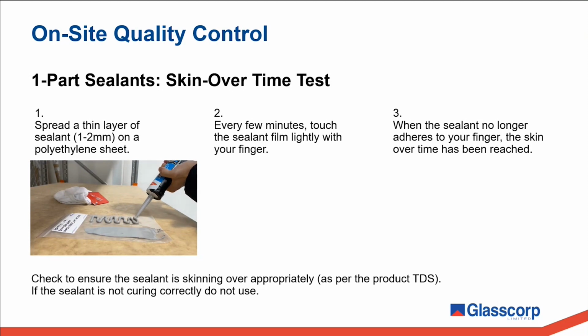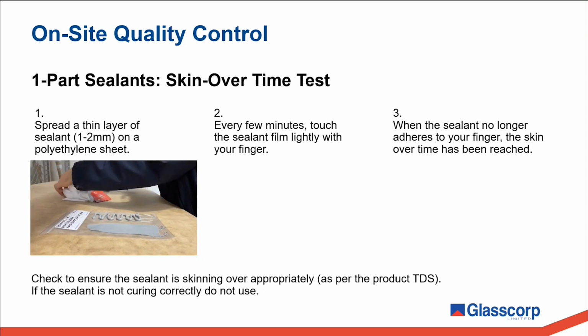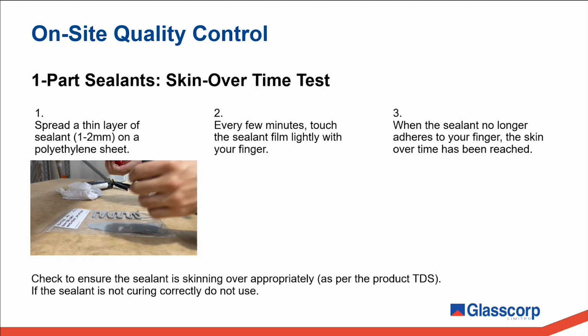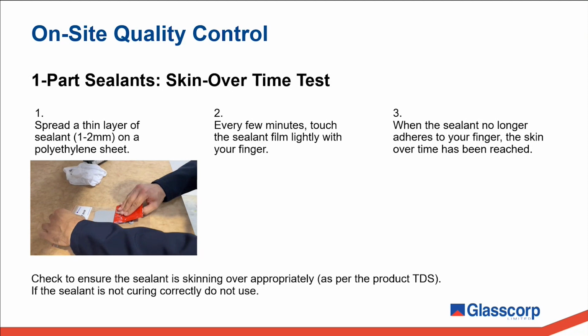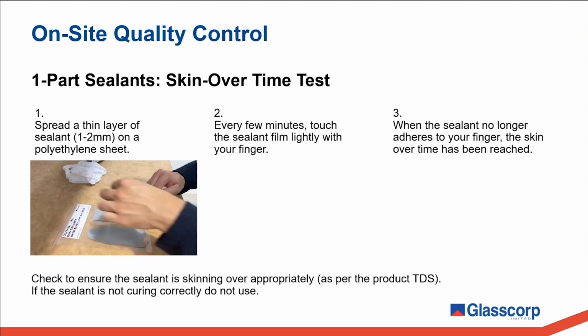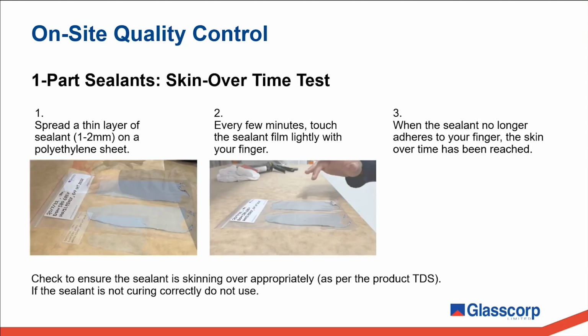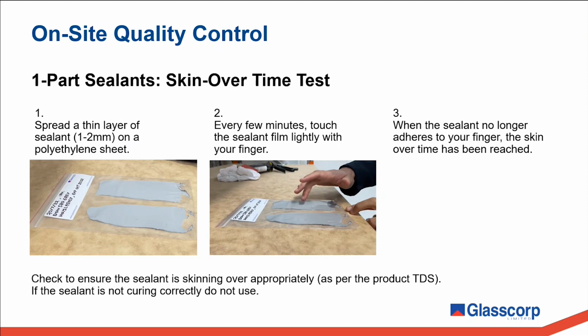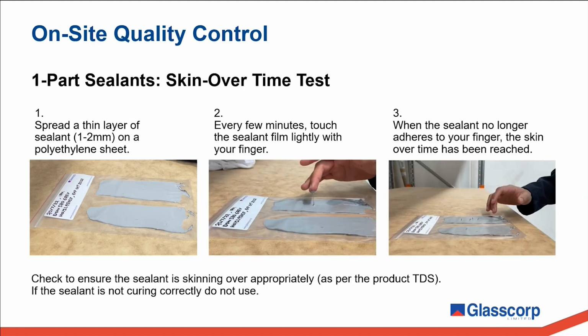So start off by spreading a thin layer of sealant, up to a couple of millimeters thick, on a polyethylene sheet. Glad bags work really great for this. That's what we tend to use for in-house testing. Essentially, you just need a surface that the sealant is not going to stick to. Every few minutes, touch the sealant film lightly with your finger. When the sealant no longer adheres to your finger, the skin over time has been reached.